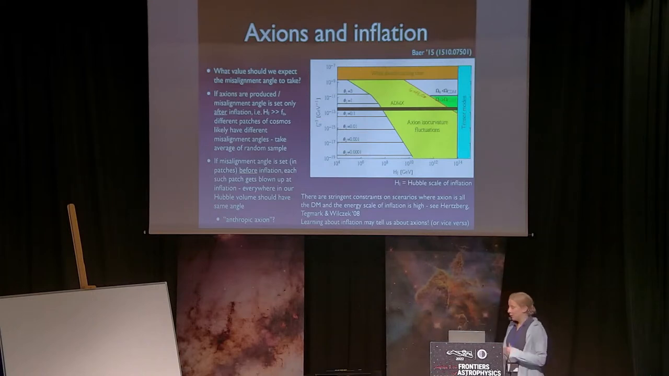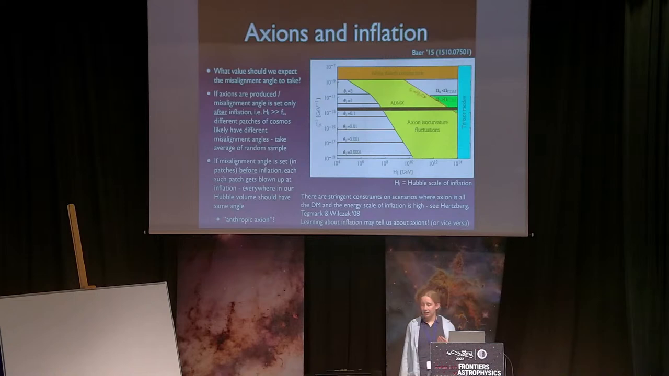Now, this gets into questions of, okay, do we have an anthropic argument that we need a tiny misalignment angle such that our volume would look like the universe that we see today and be something capable of supporting intelligent life? I'm going to leave that argument aside for the moment, but just say that in this context where the axion with a misalignment angle gets set prior to inflation, people are generally happy to allow for very tiny misalignment angles, if necessary, to get the right amount of dark matter.